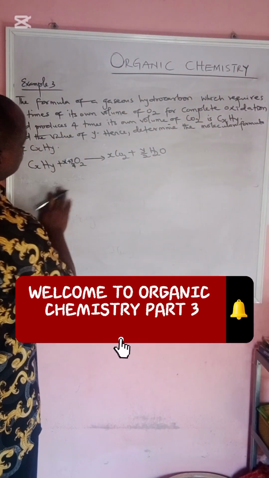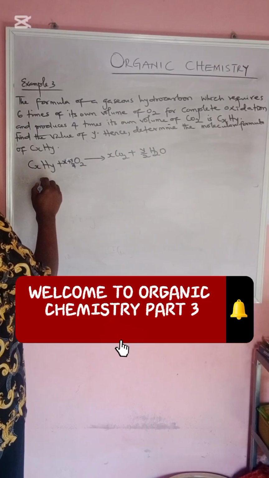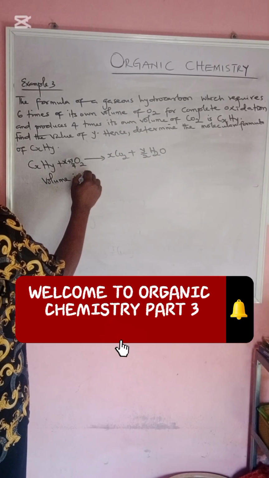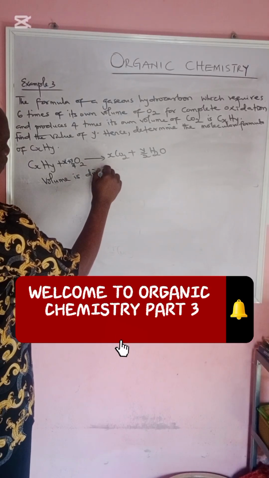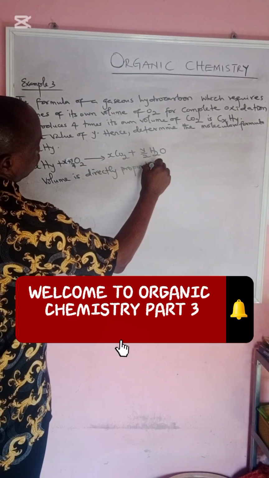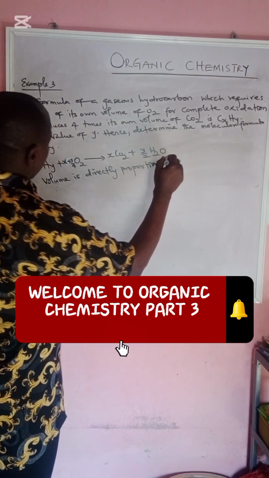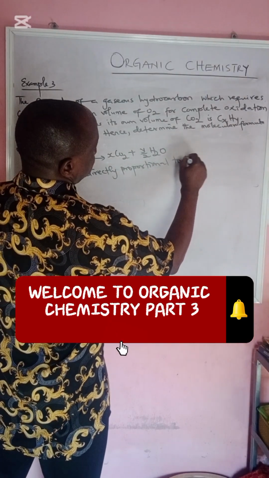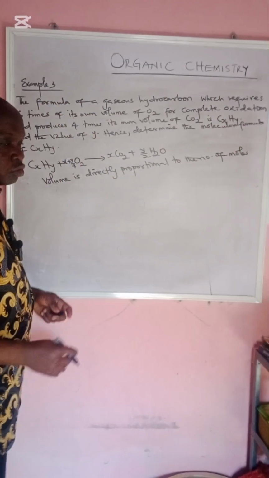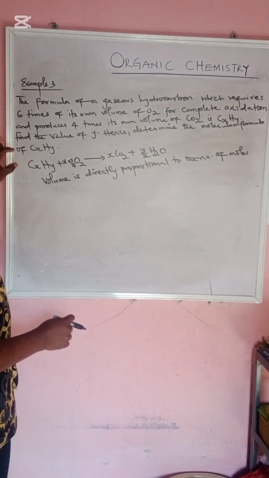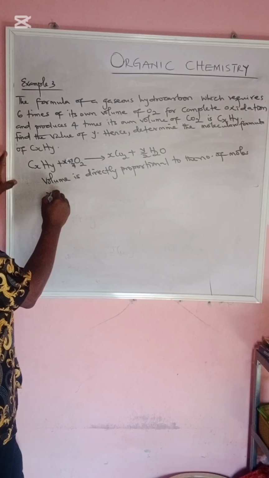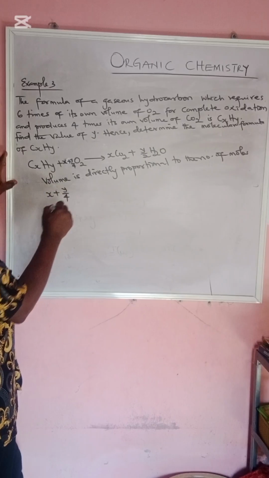So in solution, volume is directly proportional to the number of moles according to the result law. So from here, this is a mole, you can turn it to volume.